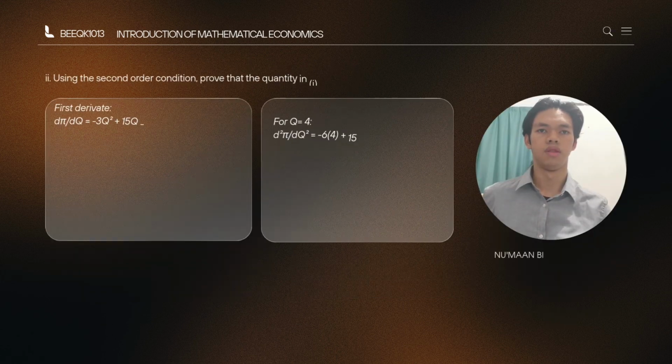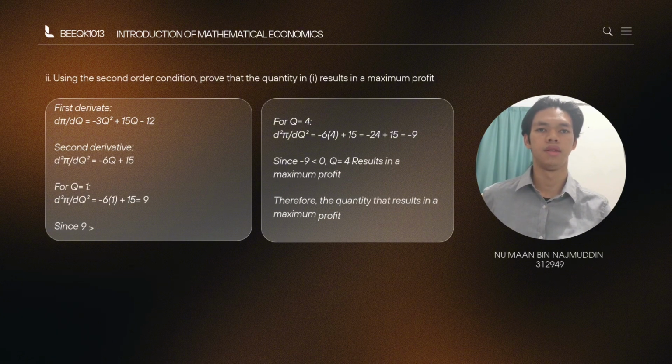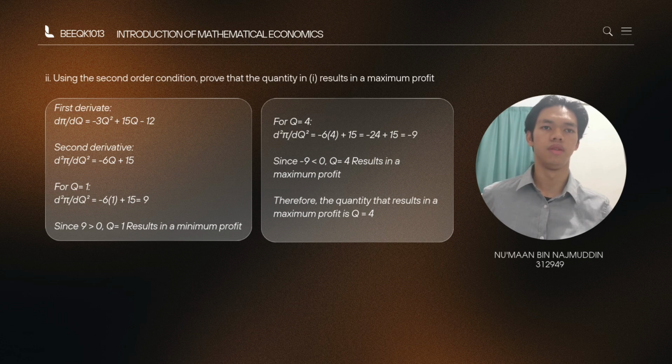The second question is, using the second order condition, prove that the quantity in part 1 results in maximum profit. So we need to take the second derivative and test both of the critical points. And our answer, the result in the maximum profit is Q equals 4.